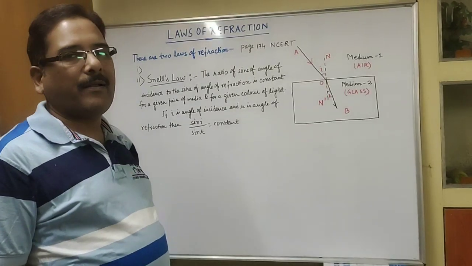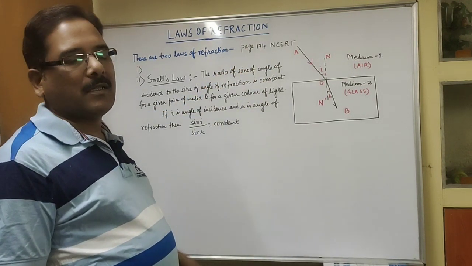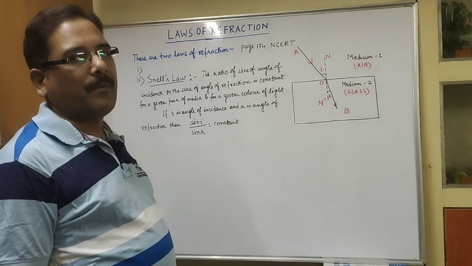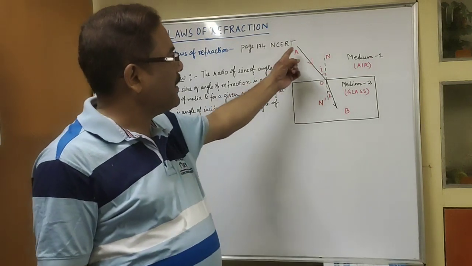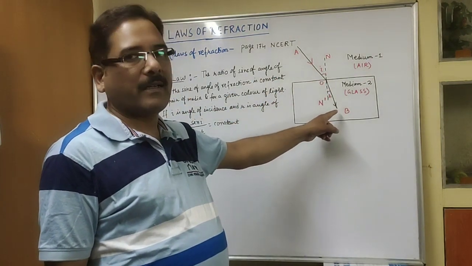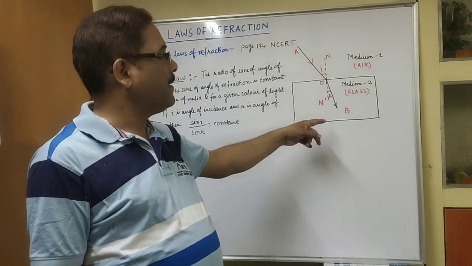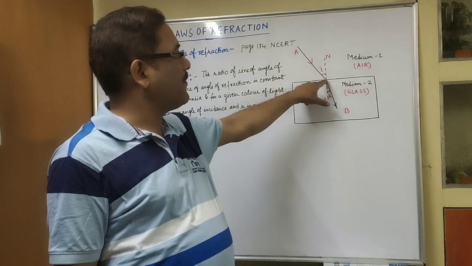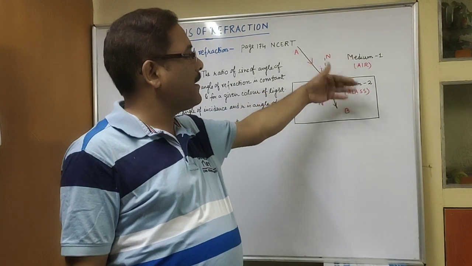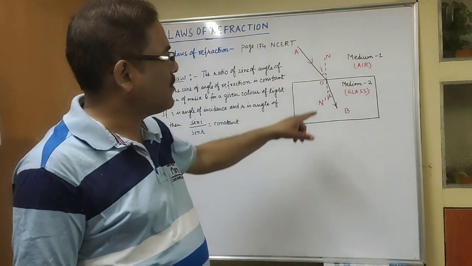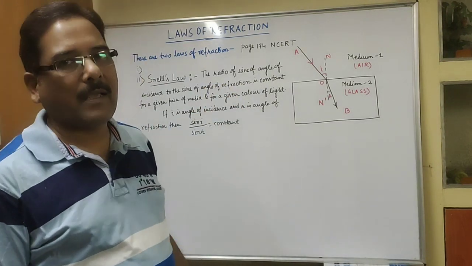So you must open page 174 of the NCERT book, and just in the beginning you go through the laws, must learn it. The first law says that the incident ray, the refracted ray, here incident ray is AO, refracted ray is OB, and the normal at the interface of two media. Here is the interface of two media. The first medium is air and the second medium is glass. So at this interface, that means at point O, all lie in the same plane.